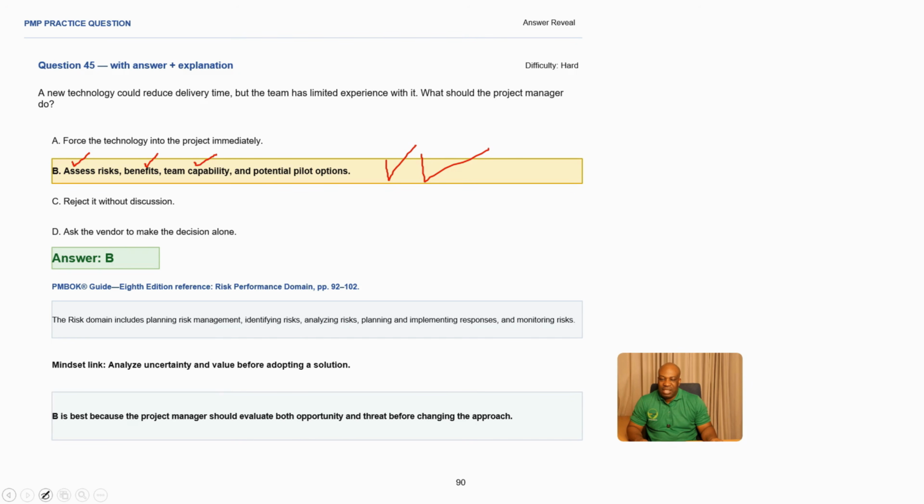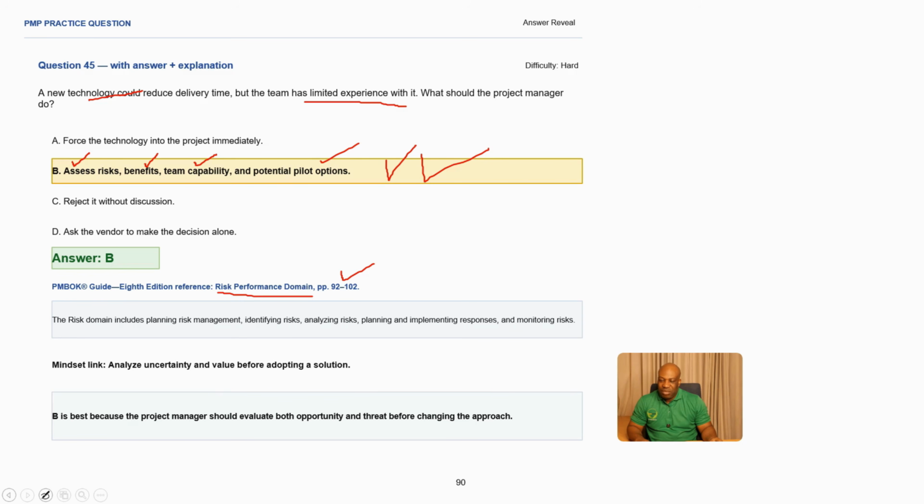You assess the team capabilities because the team has already reported that they've limited experience on that. Okay. And also you need to assess potential pilot options, which means you can run it before you go into full-fledged running of the project. So that's what you can do for this new technology. And what is our reference in the PM book? Risk performance domain, which is 92 to 102.